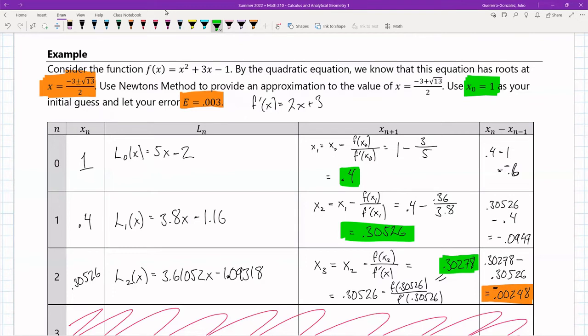What I want you guys to do now is go ahead and find a value for the positive root. That's the one that we were trying to find. We were trying to find an approximate value for this thing right here. And it turns out it is pretty darn close to 0.30278.